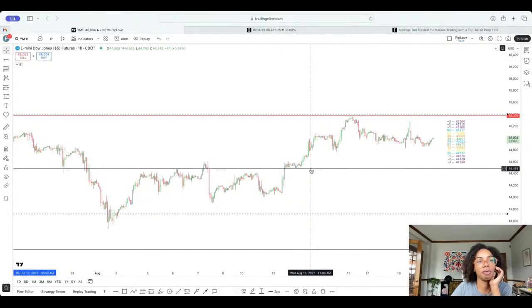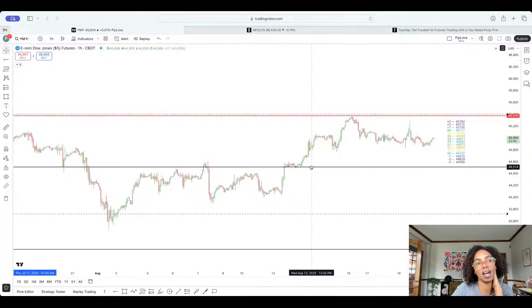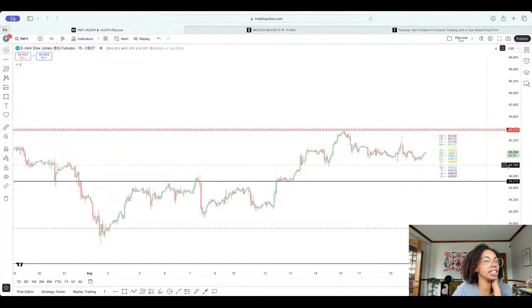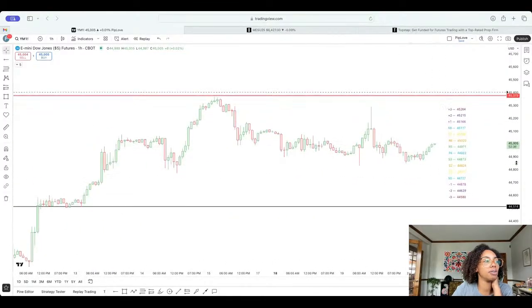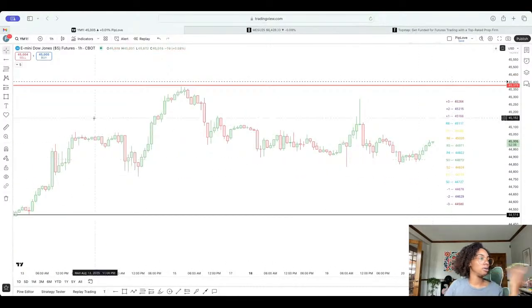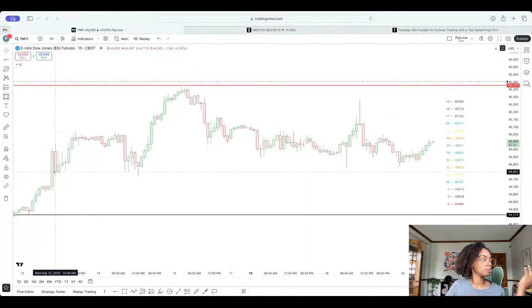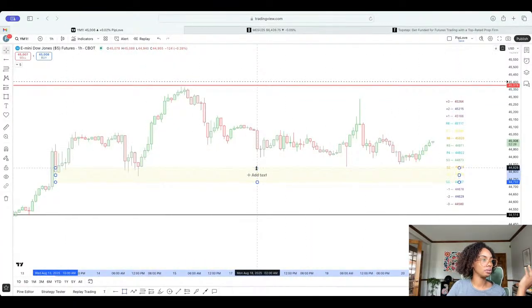So remember, we're never exact. So 44,586, 44,500. You just know that once the market comes around to this zone, we want to really pay attention to how it reacts. What about this area? This was an area of support.